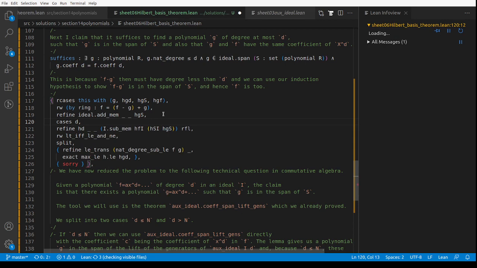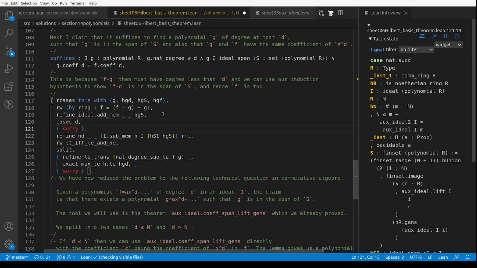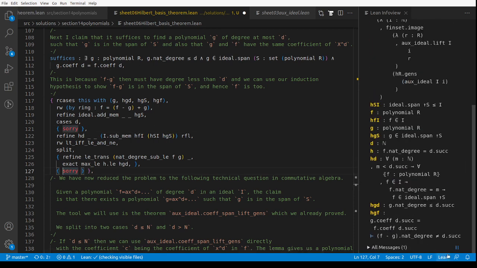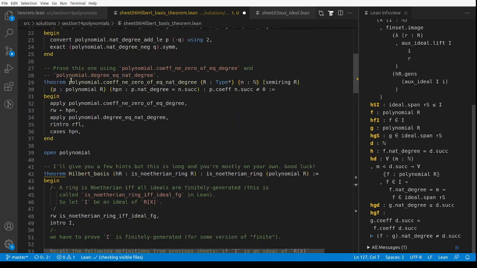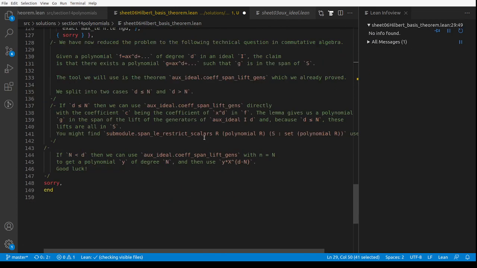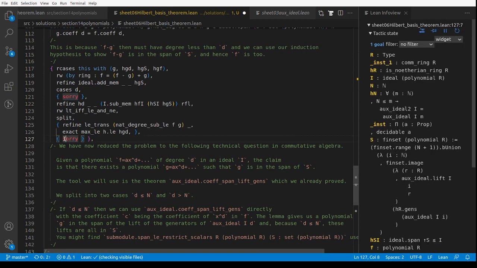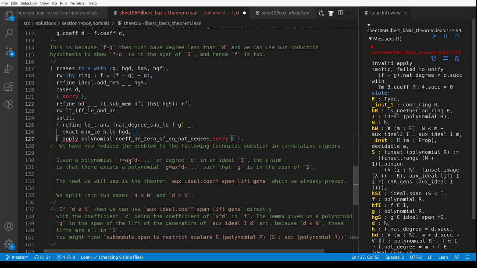And now I need to deal with the 0 case. And now hopefully the sorry will have a D.succ. Yeah, D.succ, D plus 1. I see, and so now I can finish this with this thing here. So I should apply this. Let's see how that goes. Didn't like it. Oh, hard luck.